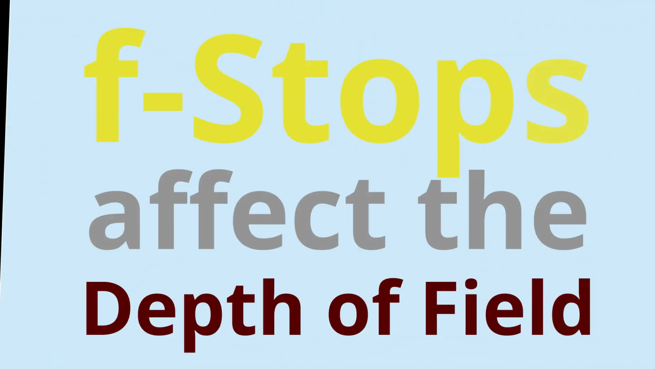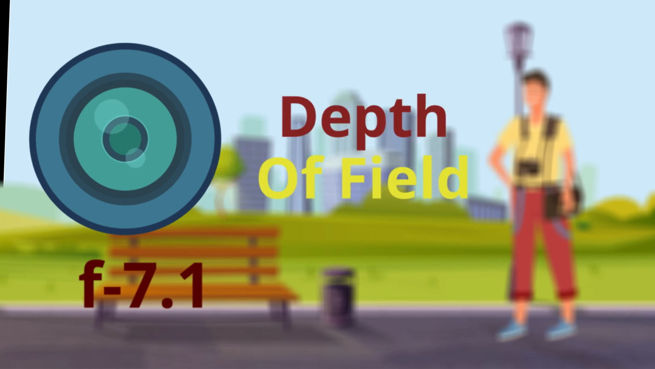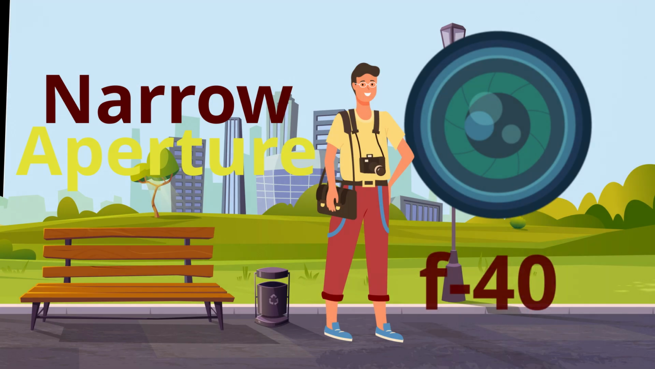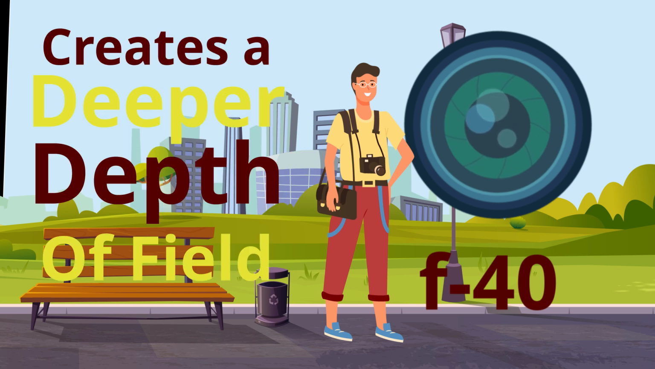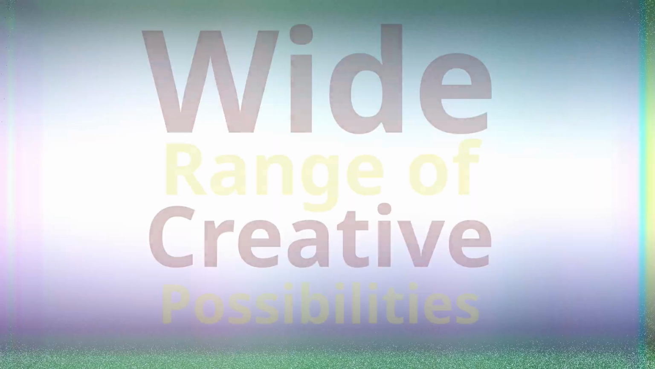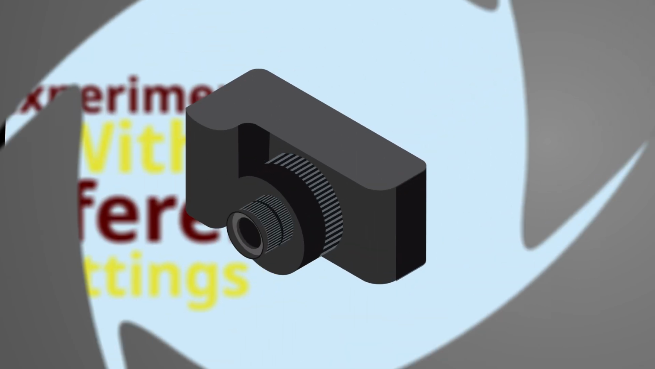F-stops also affect the depth of field, or the area of the image that is in focus. A wider aperture, lower f-stop, creates a shallower depth of field, while a narrower aperture, higher f-stop, creates a deeper depth of field. F-stops offer a wide range of creative possibilities, so experiment with different settings to achieve the desired look for your photos.